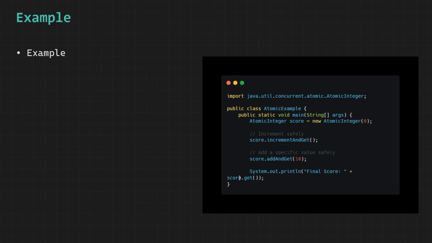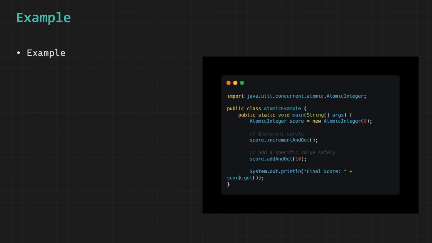We use the incrementAndGet method on the score variable to safely add 1 to its current value, making the score equal to 1 after this operation is completed. We use the addAndGet method on the score variable and pass the value 10 to it, which safely adds 10 to the current value of score, making the final value equal to 11.